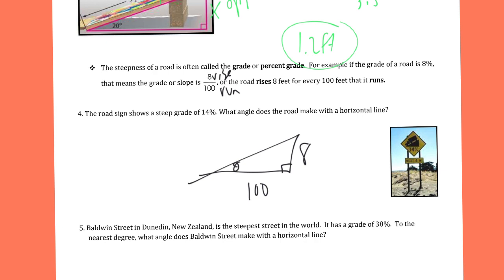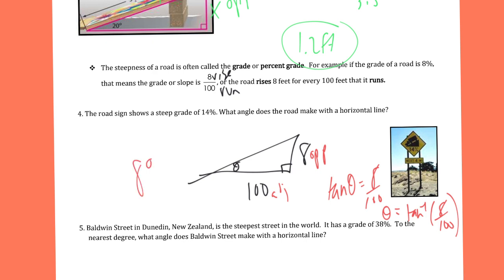The trig ratio related to that is the opposite and the adjacent to that angle. So you would do tangent of theta is equal to 8 over 100. To solve this, you do the inverse tangent of both sides. So theta is equal to the inverse tangent of 8 over 100, and that will put it at 7.99 degrees or 8 degrees, depending on where I want you to round it.